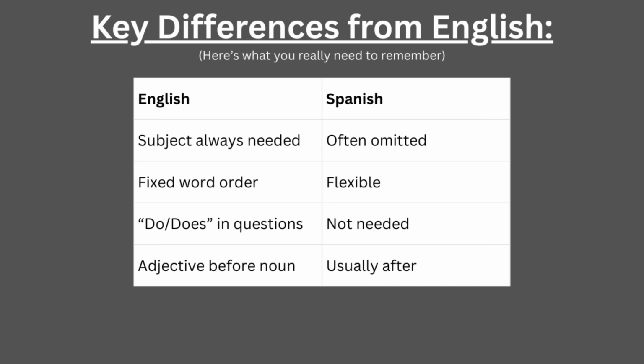Overall, this is how sentence structure and word order fully work in Spanish. We can see the key differences from English, which matter most, like the omission of the subject, flexible word order, no auxiliary verbs in questions, and adjectives after nouns.